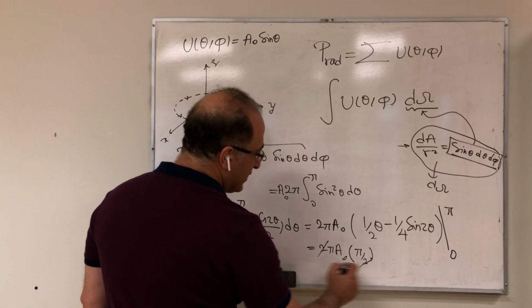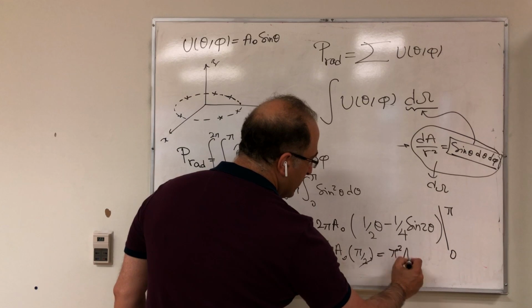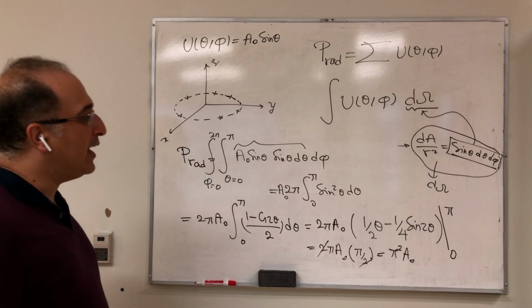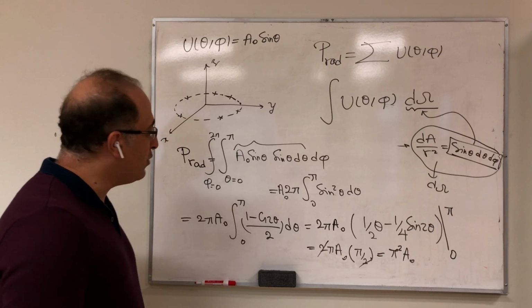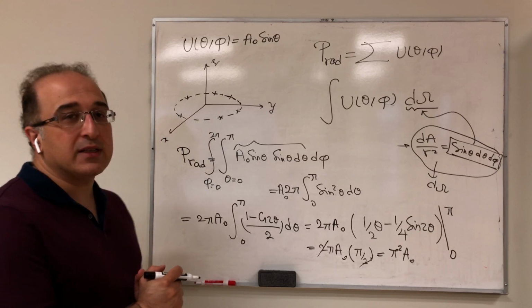So 2 and 2 cancel. You get pi squared A naught. That would be the total power, and the dimension is, of course, watt. So that's the total power that your antenna radiates.